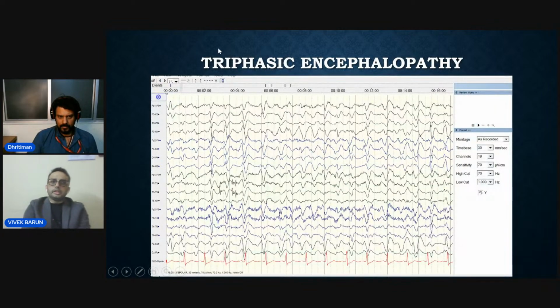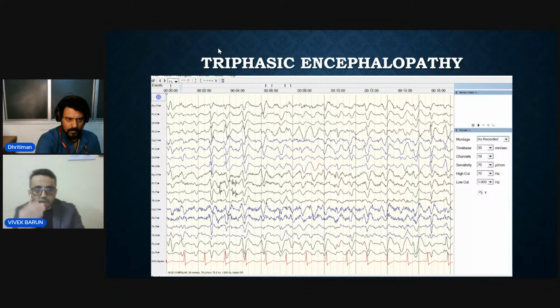Now coming to triphasic encephalopathy, which we very commonly see in our neuro ICU or medical ICU also. This is a very recent picture which I took recently. This is a patient, a case of COPD, admitted in the ward with type 2 respiratory failure. Then the patient suddenly became more drowsy, and a neurology call was sent. First of all, we were very sure that she is having metabolic encephalopathy.